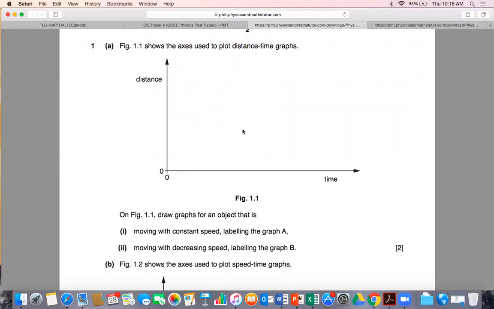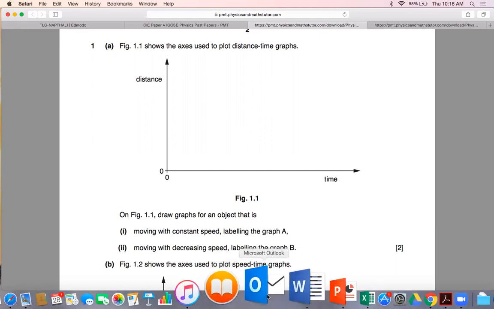Gradient simply means I take the y-axis divide by the x-axis value. So for speed time graph, speed divide time is acceleration. That's why the gradient is acceleration. Okay, so for figure 1.1, draw graphs for the object that is moving with constant speed. Label the graph A. So if constant speed, the gradient will be? Straight line. It will be constant, it will be the same. So which means the graph will be a straight line. Okay? So you'll have a graph that looks something like this.